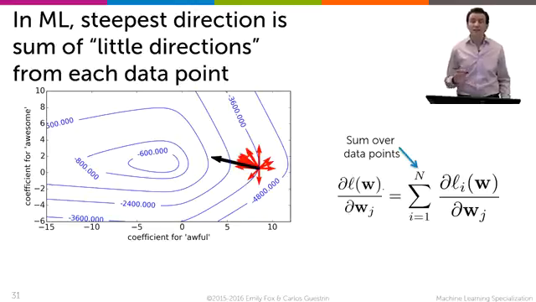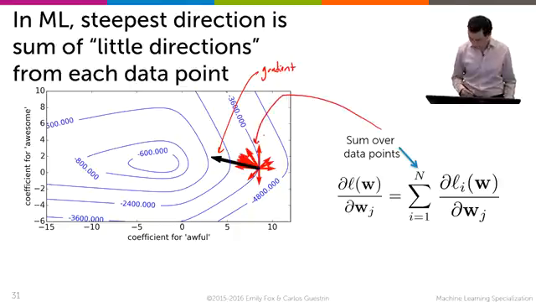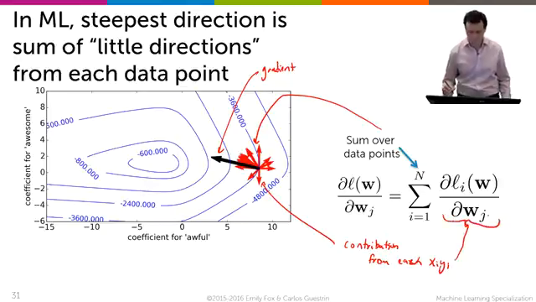The gradient direction is the sum of the contributions for each one of the data points. So if I look at that gradient direction, it is the sum over my data points of the contributions from each one of these xi's. Each one of these red lines here is the contribution from a data point, from each xi, yi, which is this part of the equation here.